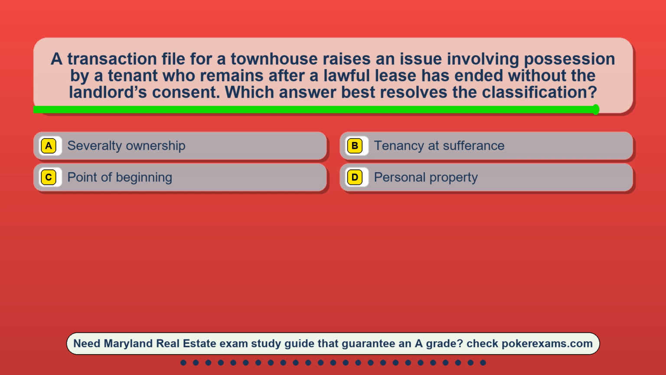Question 9. A transaction file for a townhouse raises an issue involving possession by a tenant who remains after a lawful lease has ended without the landlord's consent. Which answer best resolves the classification? Option A, severalty ownership. Option B, tenancy at sufferance. Option C, point of beginning. Option D, personal property.